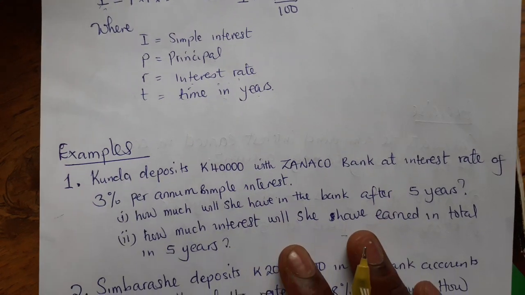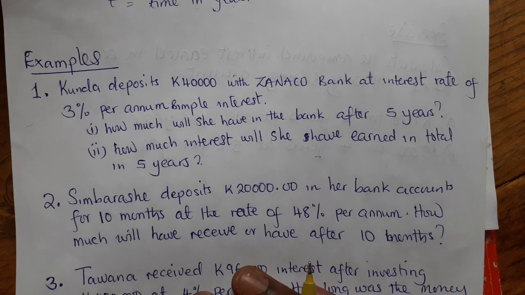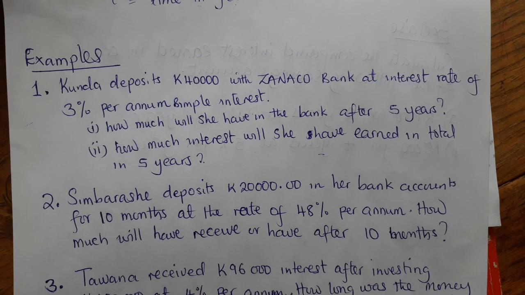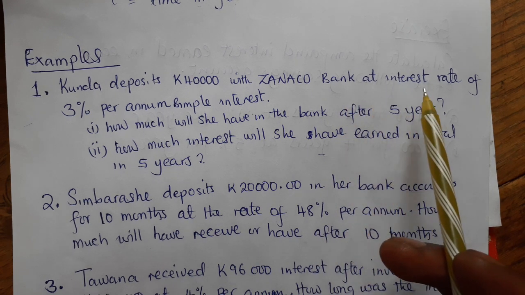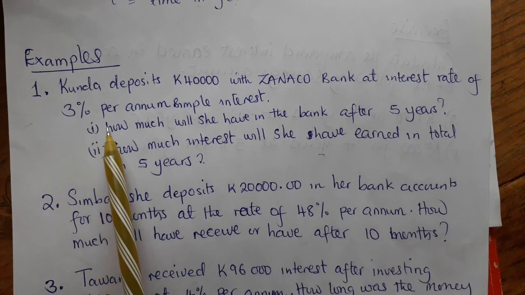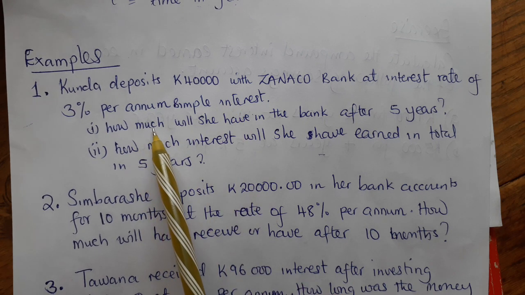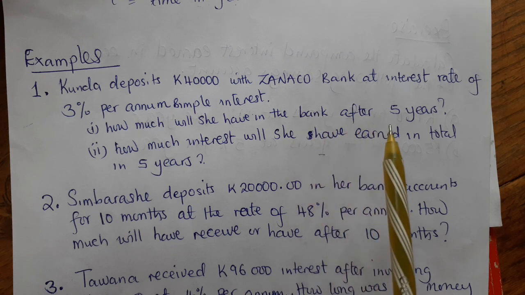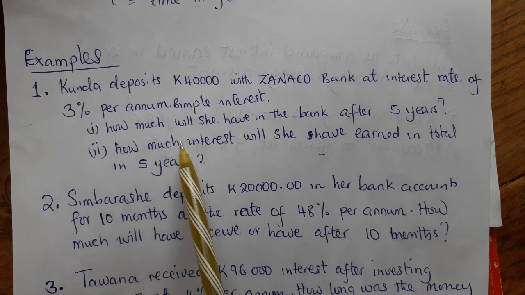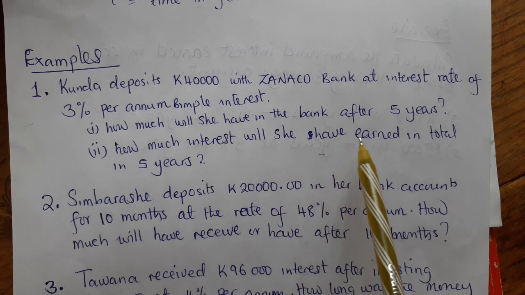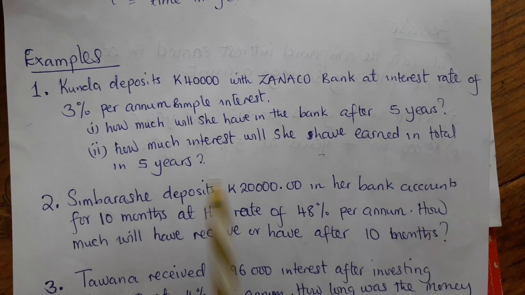So we're going to look at the first example. It reads: Kunda deposits 40,000 with Zanaco Bank at an interest rate of 3% per annum, simple interest. How much will she have in the bank after 5 years? That is the first part. And the second part is, how much interest will she have earned in total in 5 years?